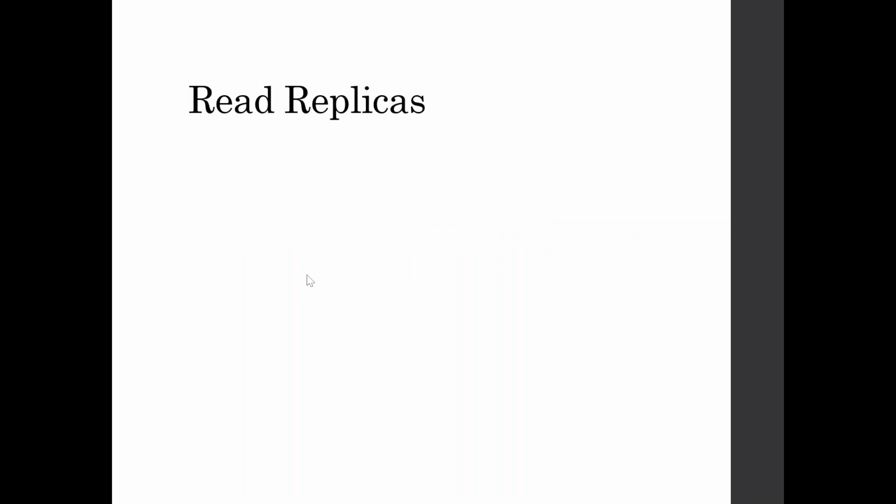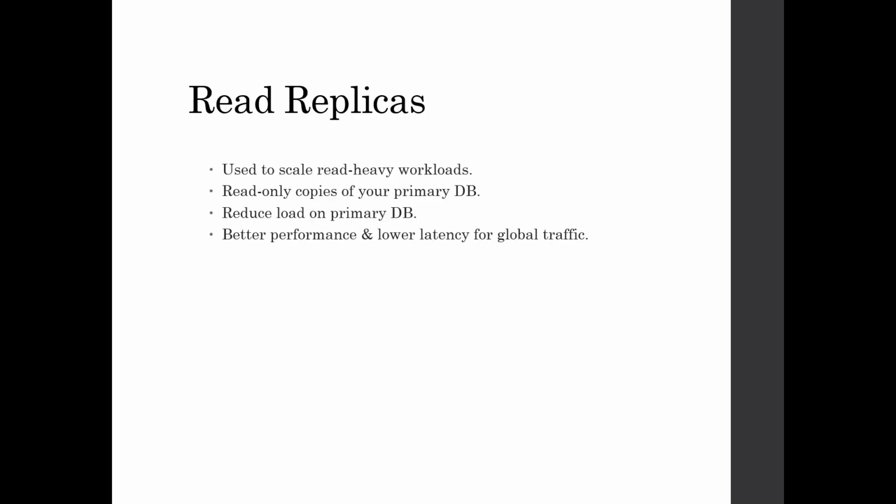Next, we'll see what read replicas are and their use cases. They are used to scale read-heavy workloads, as read-only copies of your primary DB. Third, they reduce load on the primary DB and give better performance and lower latency for global traffic. For disaster recovery, a replica can be promoted to a standalone DB, and to reduce latency, deploy the replica closer to users.